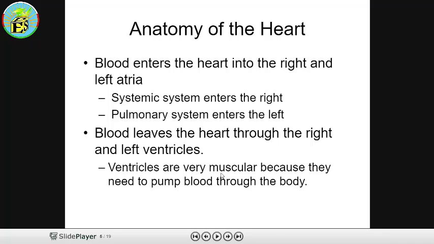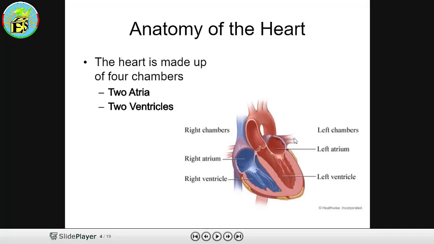Okay, how blood enters and leaves the heart, we will discuss here in detail. Blood enters the heart into the right and left atria. Systemic system enters the right, pulmonary system enters the left. Blood leaves the heart through the right and left ventricles. As you know, blood will enter from the left or right atrium and leave from the left or right ventricles. So blood is entering from atria and leaving the heart from ventricles.